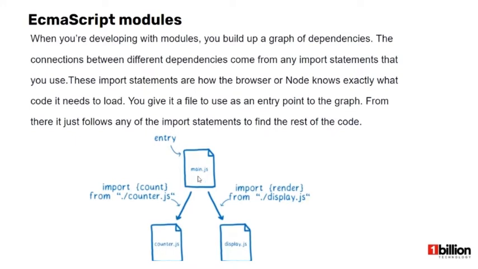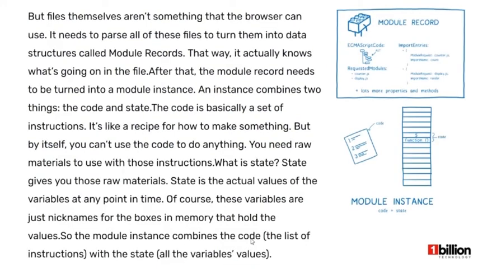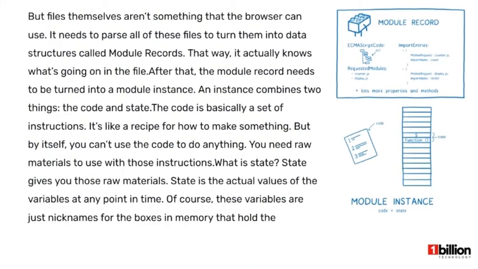So what you do is you put main.js. Inside main.js, I need to run only counter.js. So on count, inside counter.js, it will open this and find the count and then do whatever is inside that count, whenever we have used the count in our main.js. The same goes with the render in display.js also. But files themselves aren't something the browser can use. It needs to parse all the files to turn them into data structures called module records. That way it actually knows what's going on in the file.